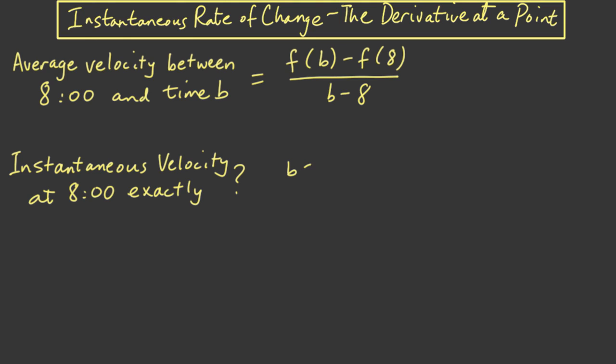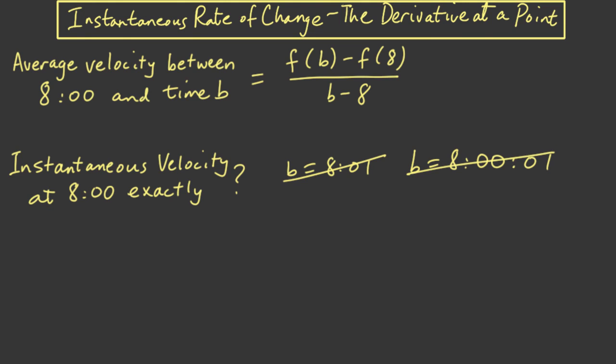If we try plugging in b is 8:01, then that's giving us an average velocity over a period of 1 minute. And that's not the same thing as the instantaneous velocity at 8 o'clock. We could try b is 8 o'clock and 1 second, but that's still an average velocity. Now, it's an okay approximation if we're talking about the velocity of a car. So the car's velocity is not going to change very much over that 1 second. But if we're talking about a dragonfly, then its velocity fluctuates all over the place.